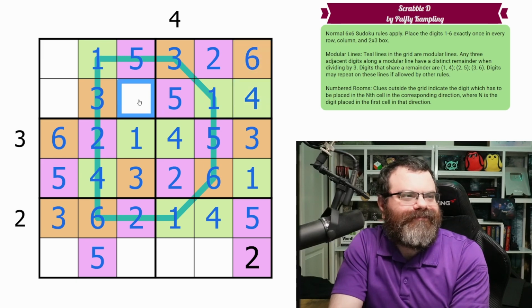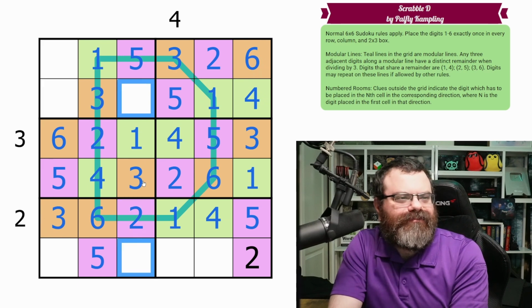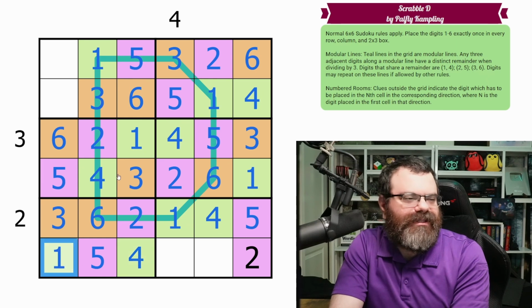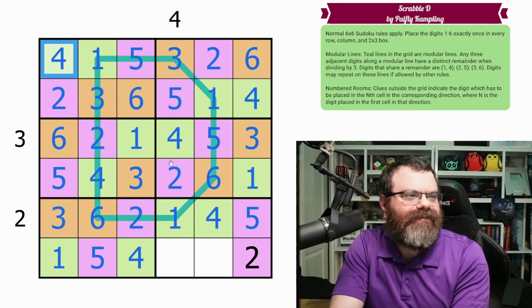3, 5. What about this column? We need 4 and 6. So this 4 tells me that's 6, that's 4. 6 is orange, 4 is green. We need a green to finish this box, which is 1. This row finishes with a purple, which is 2, and we need a green, which is 4.